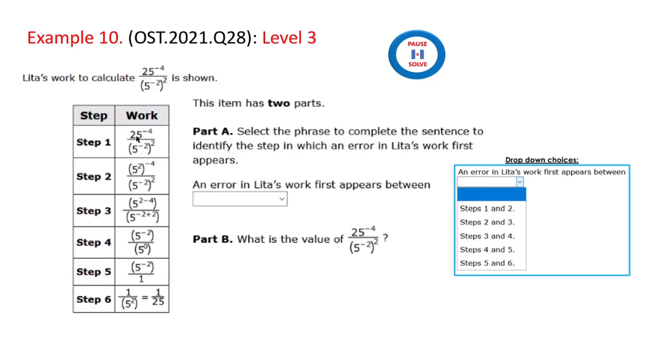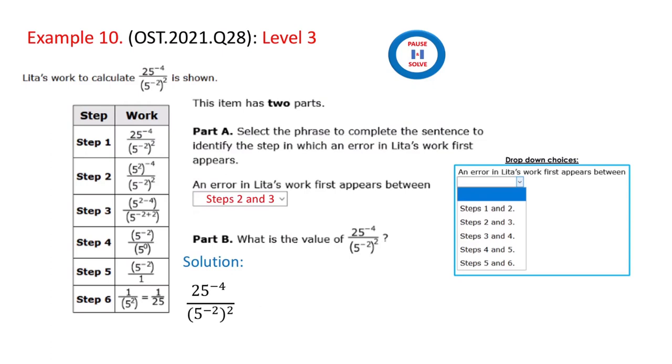So if you start from here, that's 25 to the power -4. She did 5 squared. 5 squared is correct. To the -4, that's fine. And then down here, she put 2 minus 4. This is power to the power. You have to multiply 2 times -4, not 2 minus 4. So that's where the error happened. So it's between step 2 and 3, that's where the error took place.